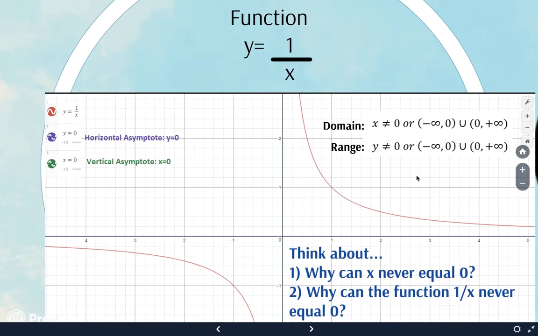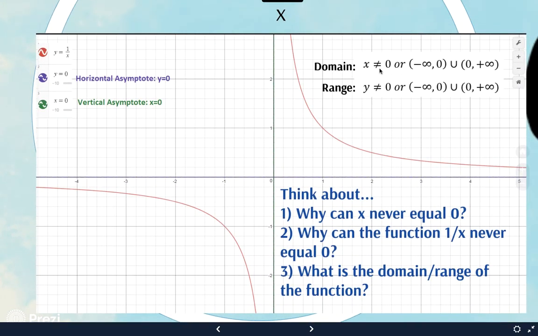So for your domain and range, x cannot be 0 because there's an asymptote sitting there, and y cannot be 0 because of this horizontal asymptote sitting here. Okay, so simply, in inequality notation, you can say the domain is x cannot equal 0, and the range is y cannot equal 0.